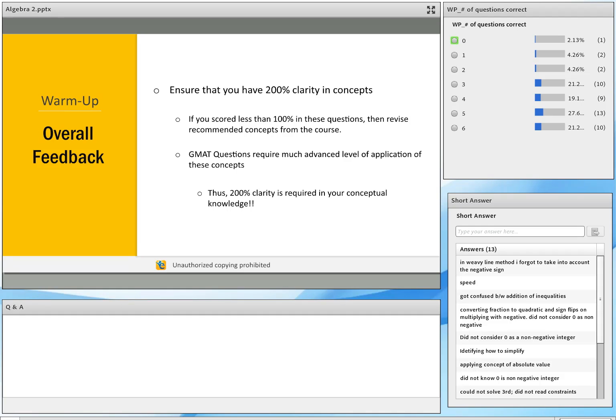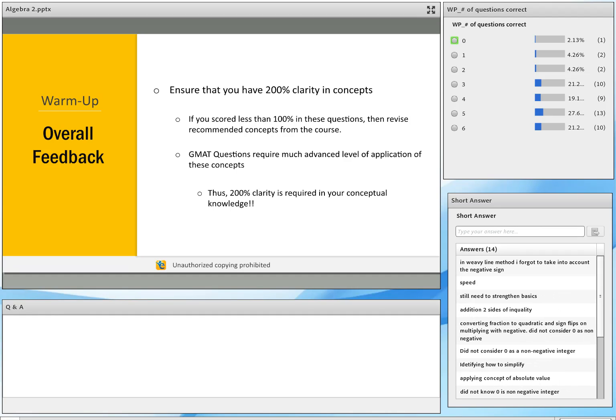Okay, approach is very broad. You need to specify what kind of approach. Okay, still need to strengthen concepts. That's good, which means that you need to build on your conceptual understanding. Adding 2 sides of inequality, that's a conceptual gap. That needs to come under your conceptual gap of inequalities. You need to build your conceptual understanding.